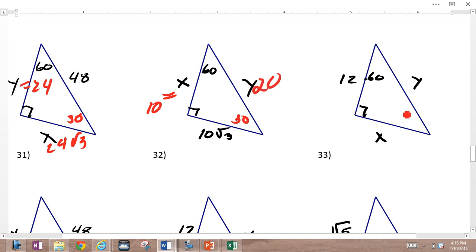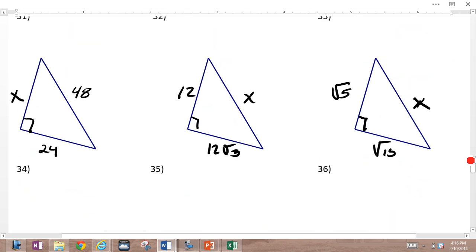Okay, here is a 30, 60, 90 again. Opposite to 30 is 12, so the hypotenuse is double that, and this side is 12 root 3, so it's the short side times the root of 3. Okay. This is a 30, 60, 90 because this is half of the hypotenuse. Half the hypotenuse is opposite to 30. Okay, so this is the 60, which makes x 24 root 3.